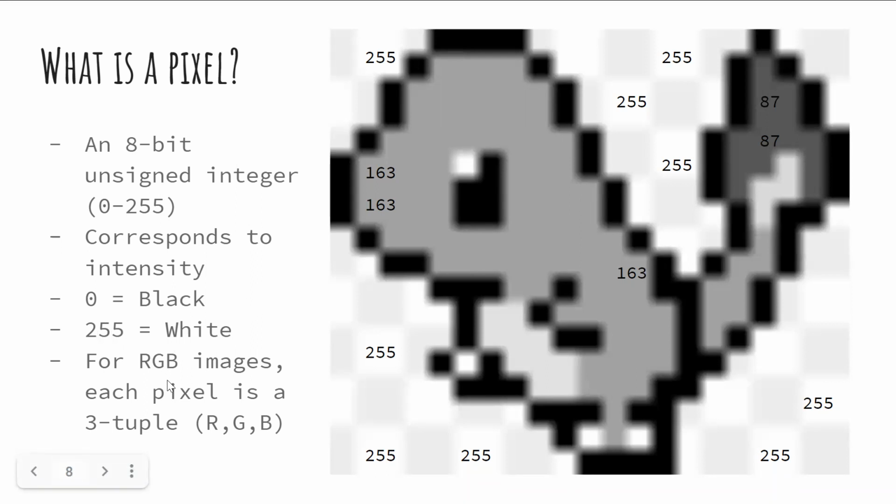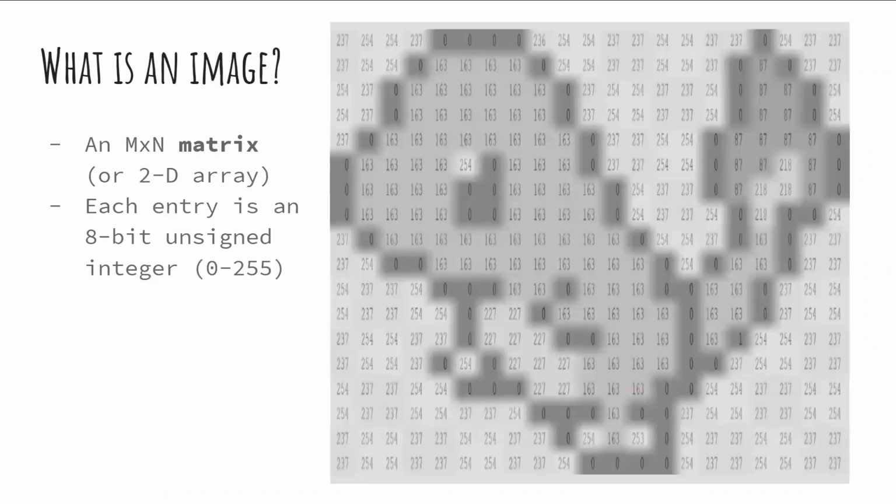Just for your information, RGB images are a triple of 8-bit unsigned integers, each representing the intensity of red, green, and blue. When superimposed, they give you the colored pixel. So an image is basically an m by n matrix, or 2D array, where each entry is an 8-bit unsigned integer from 0 to 255. You can see here that all the blacks are zeros, and the 163 is uniform. Here in the tail we have 87, and the outside is quite white, nearing 230 and above.